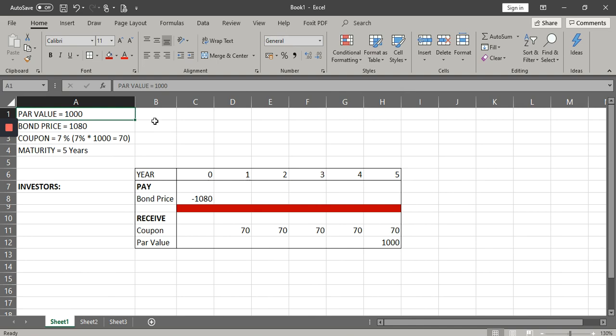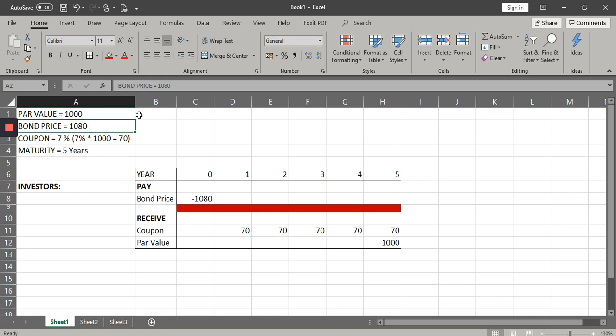Par value is the principal amount that you pay at the end of the maturity of a bond. At the end of the maturity, you pay back the principal to the bondholders. Par value remains the same. It's 1,000 ringgit. Whether it's stated or not, you can assume it's 1,000. So the standard figure, par value or face value, equals 1,000.